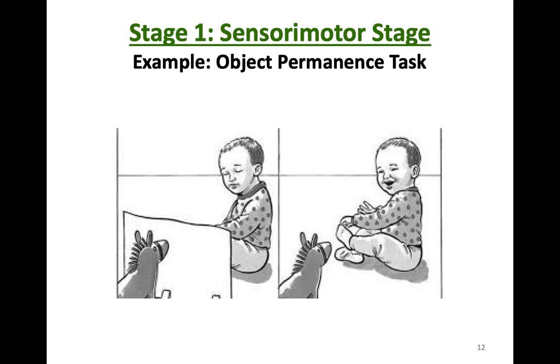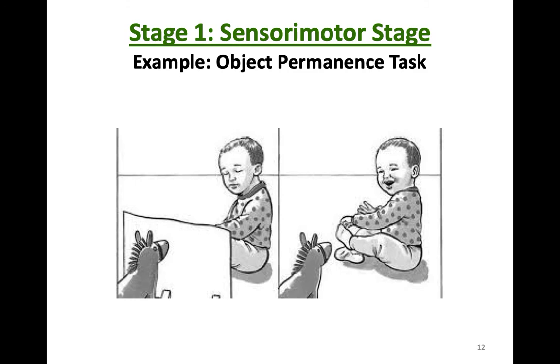So the first stage is the sensorimotor stage. Again, this is from birth to about 2 years old. During this stage, children understand the world through their senses. It's through their perception and through their interaction with the physical world. So Piaget said that this stage is really characterized by intelligence in action. It's the child interacting with the environment and manipulating physical objects.